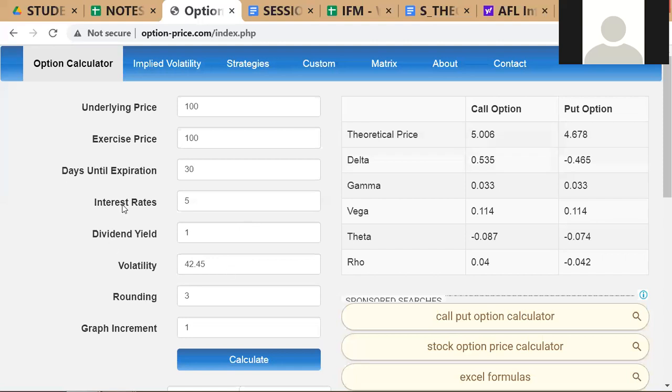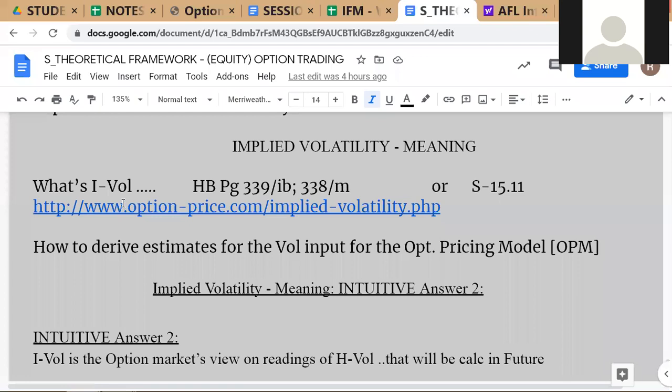So that exercise is shown to you over here. I think if you go to your Hal Basu page 339, you will see this coding. Page 339 is the page number printed on the digital book. And this is the metadata.